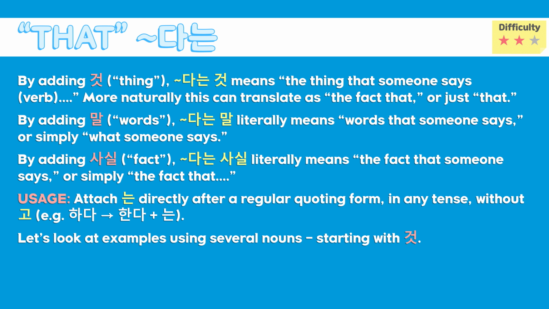To use it, attach 는 directly after a regular quoting form in any tense without 고. So 하다 would become 한다는. Let's look at examples using several nouns, starting with 것.